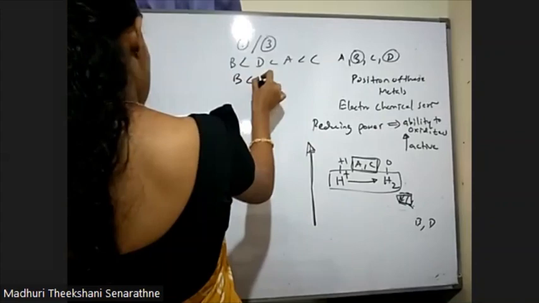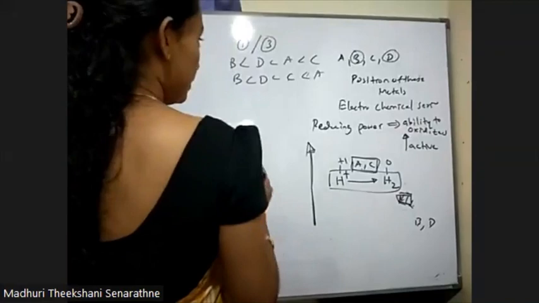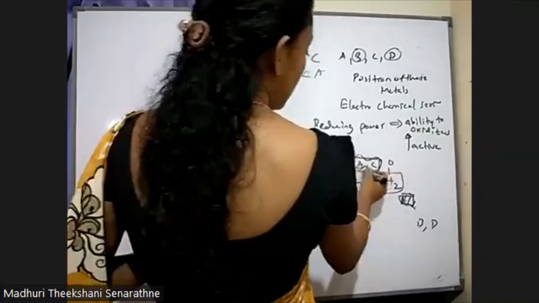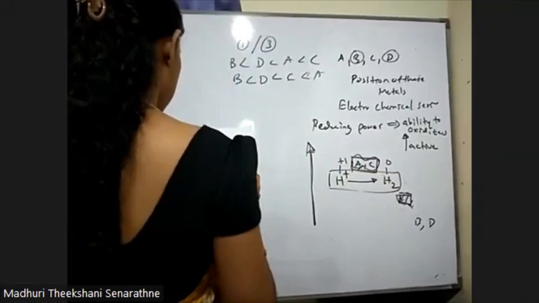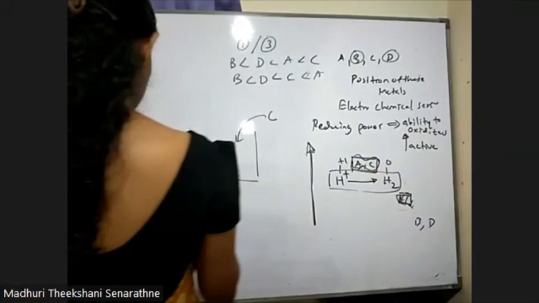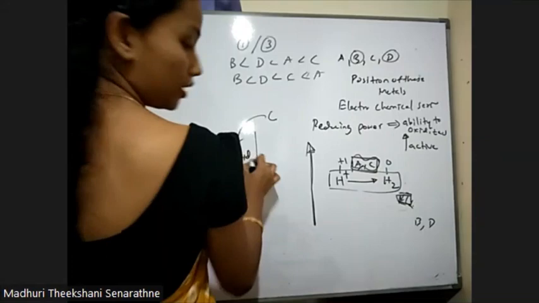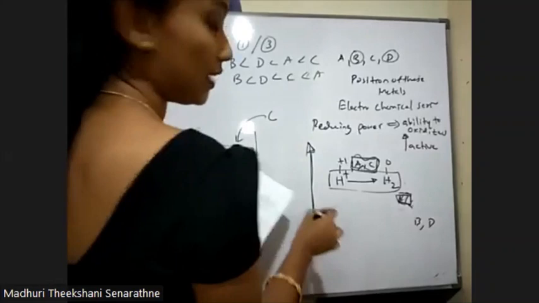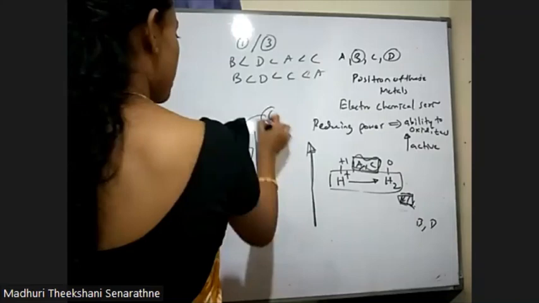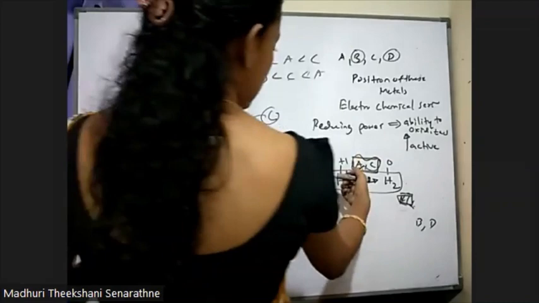B, D, C, A. Then we have to differentiate who has the highest reducing ability between A and C. The second point says, when C is added to a solution containing ions of A, B, and D, we take A plus, B plus, and D plus. Then all these ions are replaced by C. That means the activity of C is higher than these three, especially higher than A. Therefore, the answer should be number 3.